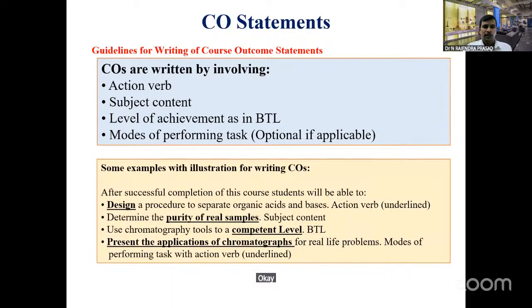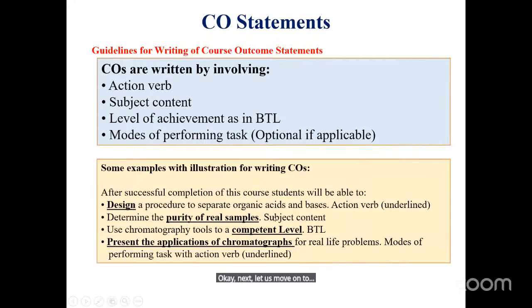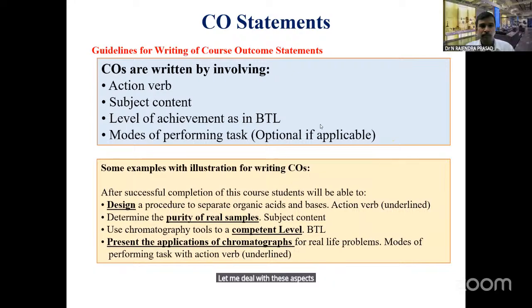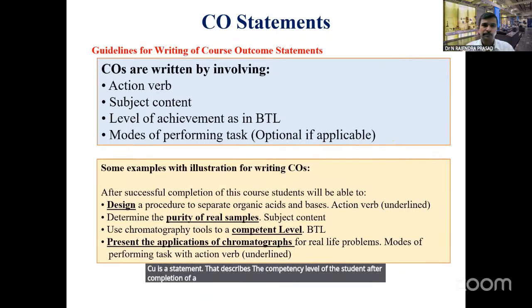Okay, next, let us move on to another important aspect: CO statements, how to write a CO statement, how to map COs with POs, and the calculation part. Let me deal with these aspects. You know the definition of CO? CO is a statement that describes the competency level of the student after completion of a particular course.